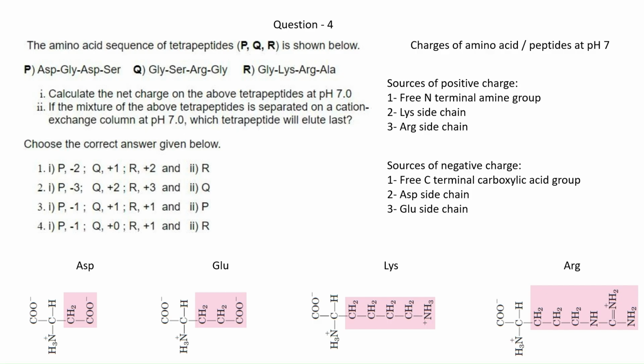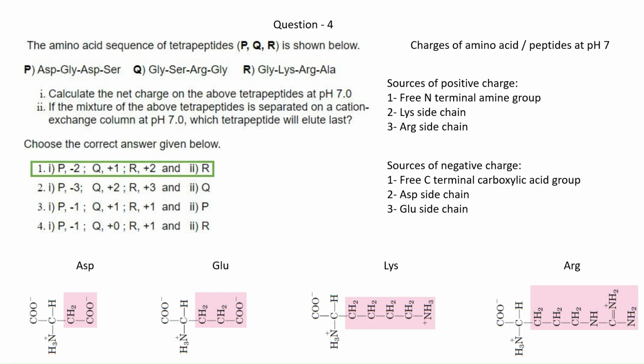And for the tetrapeptide R, which has the sequence of glycine, lysine, arginine, and alanine, there are 2 contributing groups, lysine and arginine side chains. So its charge will be +2. And since the peptide R is the most cationic, it will be the last one to be eluted when going through a cation exchange column. So our answer will be option 1.